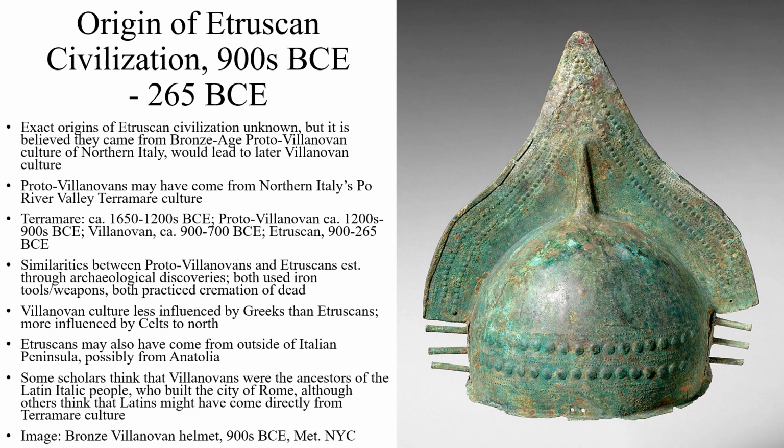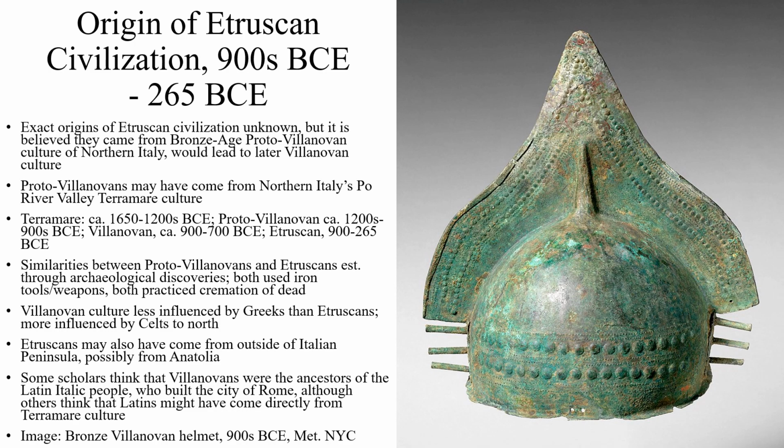Some people think that the Villanovans were the ancestors of the Romans. Basically, the Terramare people gave rise to the Proto-Villanovans, who gave rise to the Villanovans, and then the Villanovans became the Latin Italic people who then founded the city of Rome. And of course, the Latin Italic people were rivals of the Etruscans.